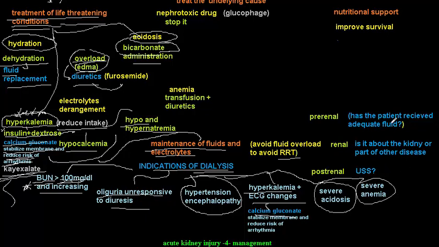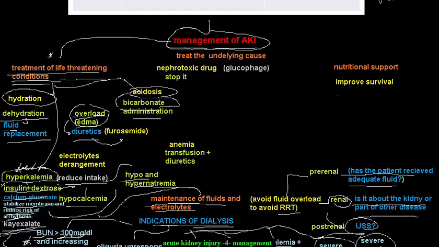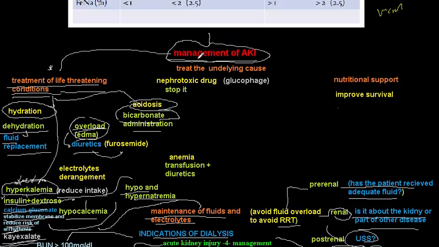Before doing dialysis, we have to make sure that in pre-renal cases the patient has received adequate fluid and is not resolving. In renal causes, we have to ask ourselves, is it about the kidney or about another disease? In post-renal causes you have to do ultrasound. Now, for treatment of the life-threatening conditions and renal dialysis, you have to treat the underlying cause, of course. After that, if your patient is taking a nephrotoxic drug, please stop it, like Glucophage, NSAIDs, aminoglycosides and other drugs. Stop it and treat the underlying cause.